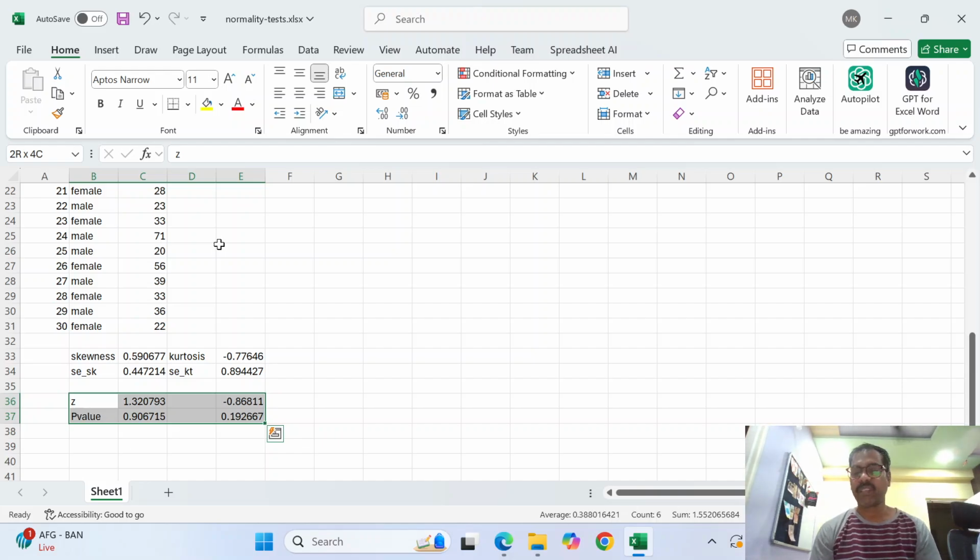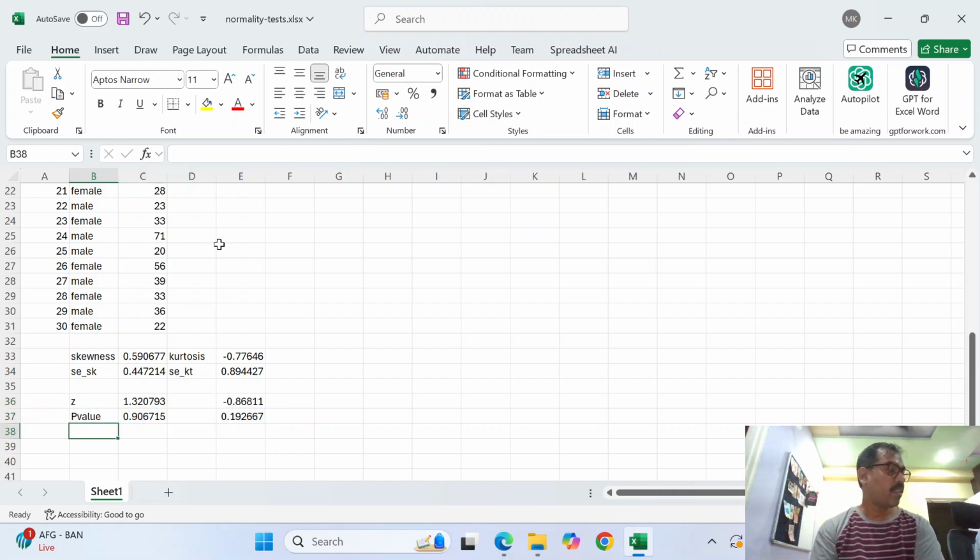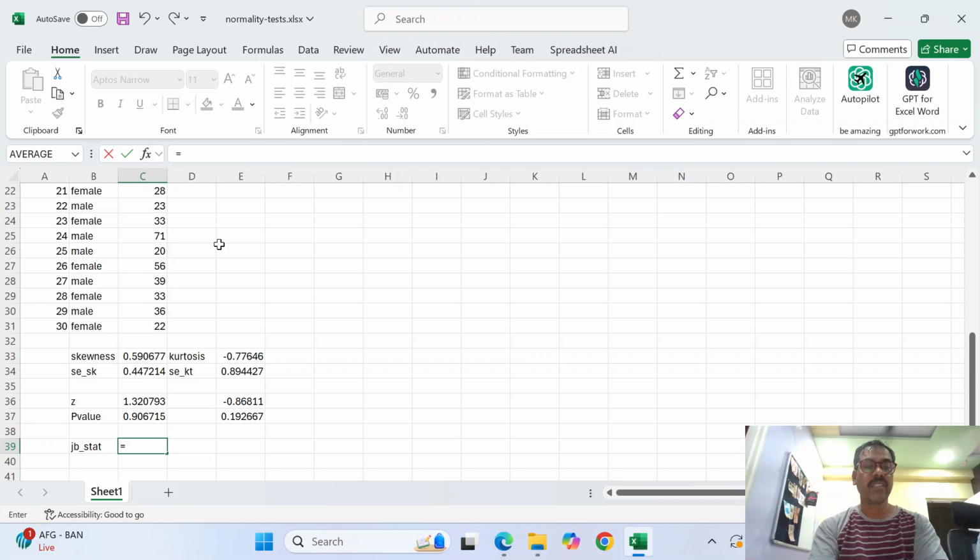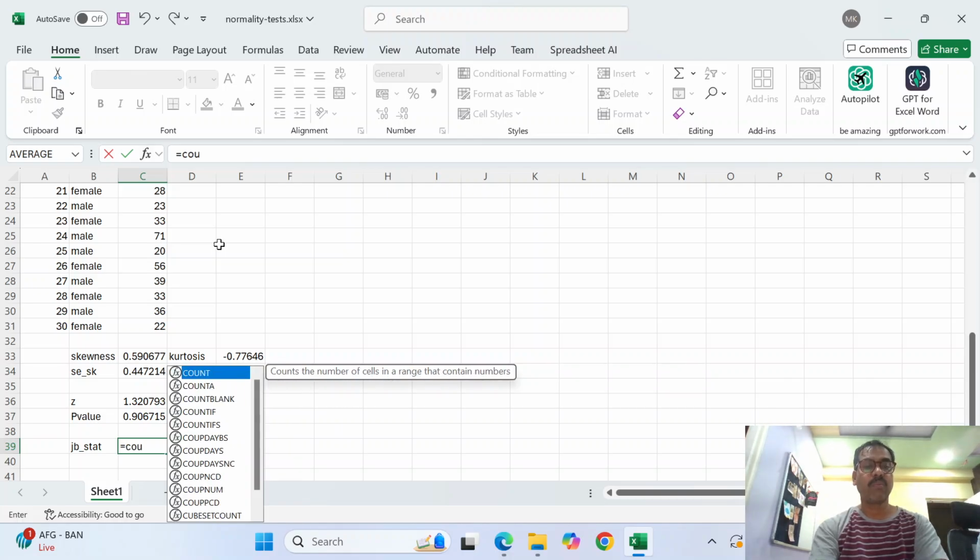Finally, we come to how to perform the Jarque-Bera test. The formula is n multiplied by skewness square divided by 6 plus kurtosis square divided by 24, and that is the JB statistic. I have shown you earlier. So n is the count of rows.